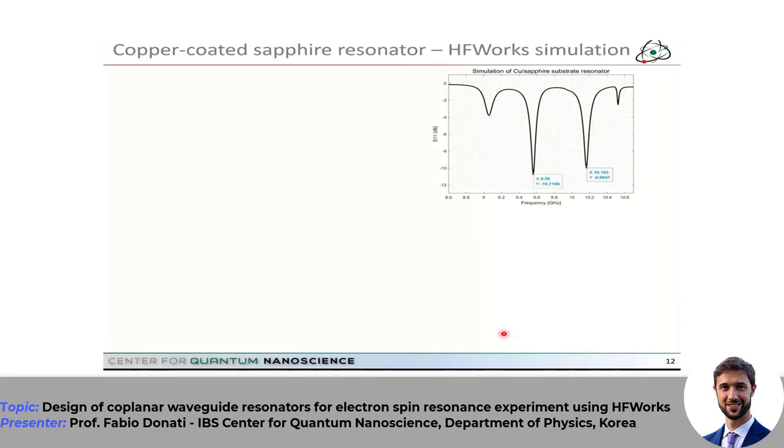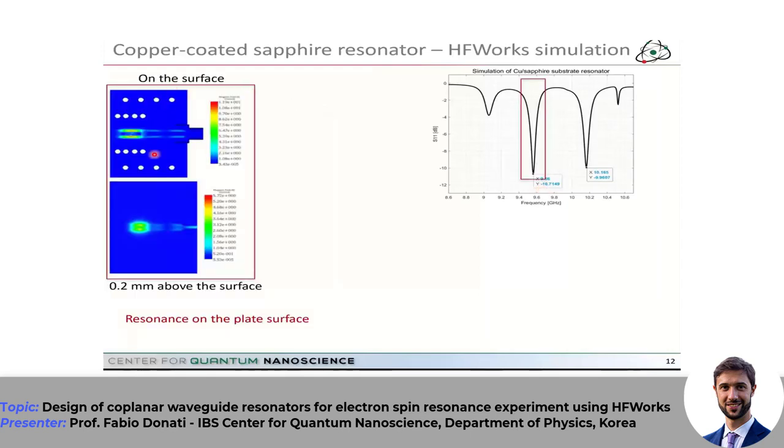And here it was even more instructive to see the behavior as we simulated it in HFWorks. Now you see that, differently from the PCB resonator, we have a series of resonances here. So first of all, we need to understand what the origin of these resonances is. For doing that, we visualize the distribution of the oscillating magnetic field on our device. So here is what we have from the simulation. This is the cut, the section of the distribution of the magnetic field exactly on the surface of the resonator, and this is right above the surface, like 0.2 millimeter above the surface.